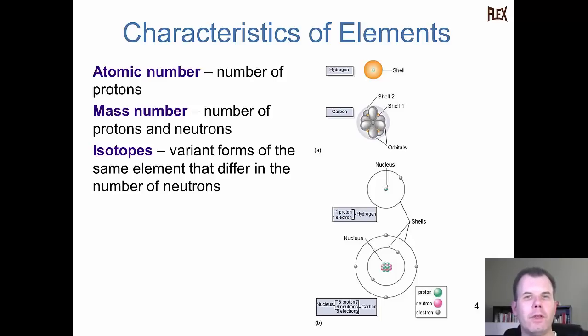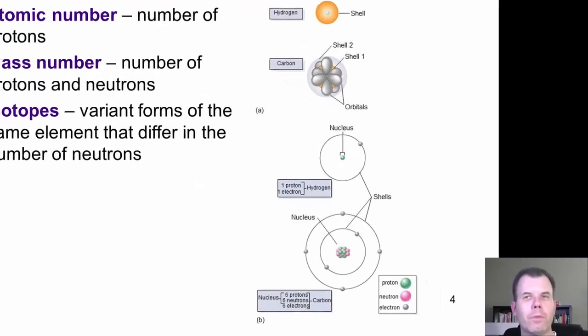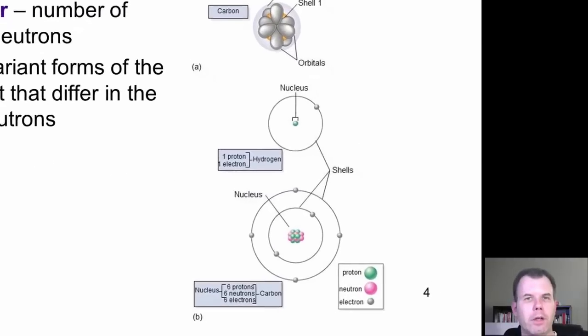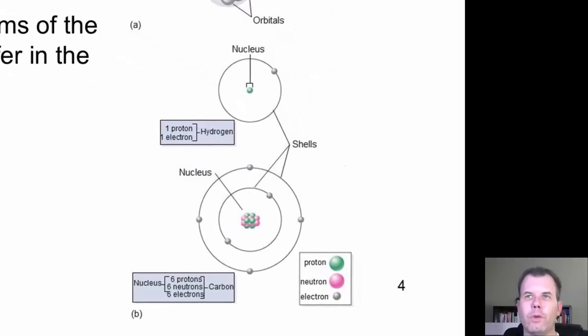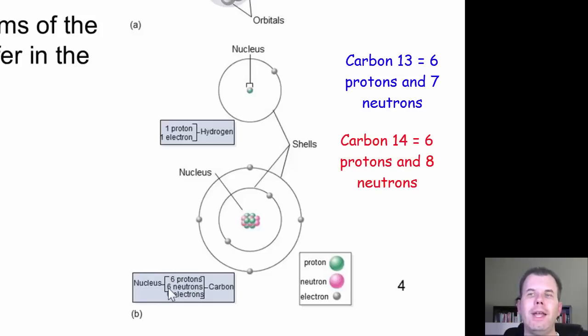A lot of times the number of protons and number of neutrons are equal, but we have situations where elements have more neutrons than normal. Take, for example, carbon. Carbon normally has 6 protons, okay, and 6 neutrons. But there are elements out there of carbon 13, where it has 6 protons and 7 neutrons, and carbon 14, that has 6 protons and 8 neutrons.